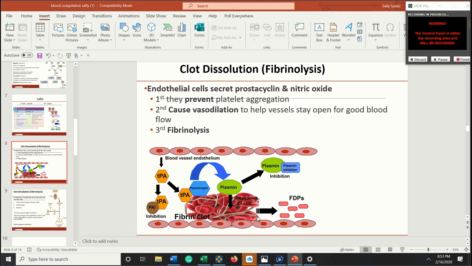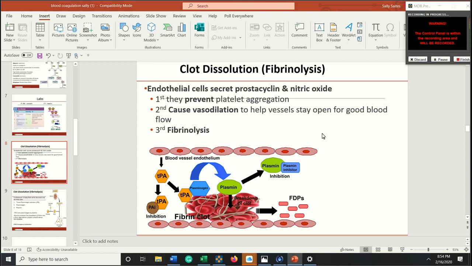How it does that is it causes vasodilation. So if this is the blood vein right here, it causes the vein or the artery to open up wider. It dilates, it gets bigger. If the tube is wider in diameter, then blood is going to be able to flow through it better. And there's going to be less room for a clot to completely block that vein. Okay, so it helps it stay open for good blood flow. And then thirdly, it causes fibrinolysis.